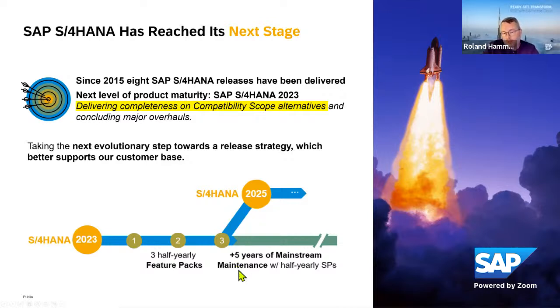With this release, it's important not only because it's the go-to release, but also because we change our release strategy with release 2023. From this onwards, we switch from a yearly major release availability to shipping a major S4HANA release every 2 years. In between those 2 years, we will ship in a half-yearly rhythm 3 feature packs with functional roundups and some dedicated innovations, followed by a 5-year mainstream maintenance with half-yearly support packages, which gives you an overall mainstream maintenance of each S4HANA release starting with 2023 of 7 years.